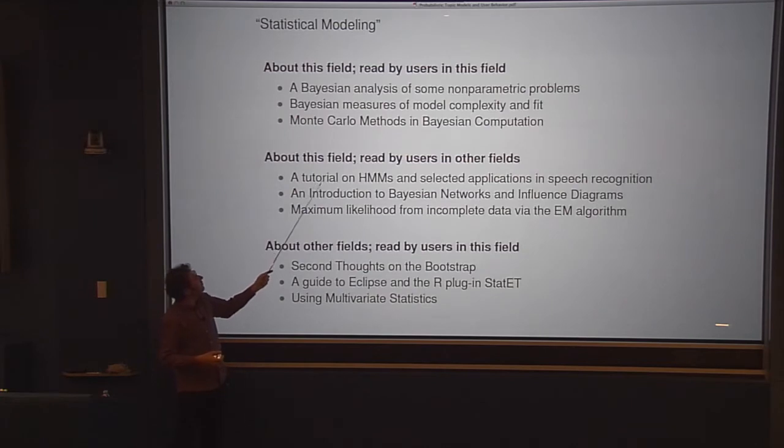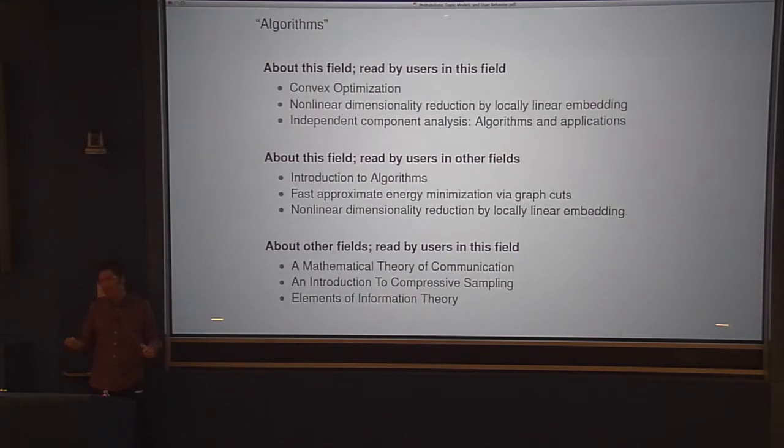And then here are two tutorials, right? Of course, somebody who is reading about the Dirichlet process doesn't need a tutorial about Bayesian networks and influence diagrams, but people in other fields who want to get involved in that will read a tutorial. And then about other fields, but read by people in this field, you have basic papers and books about statistics. Okay, it's very fun to just continually explore the data like this.